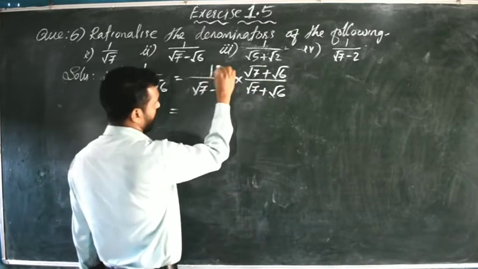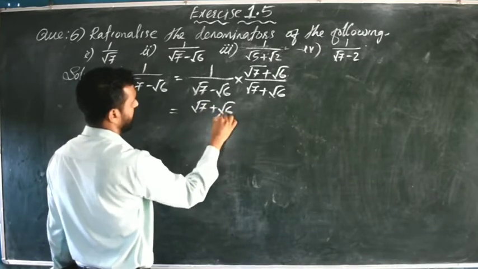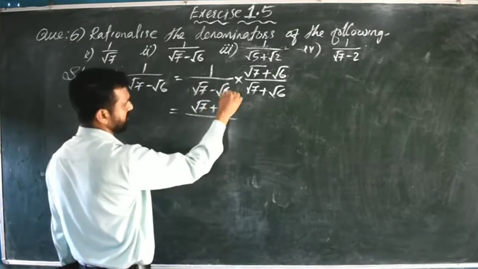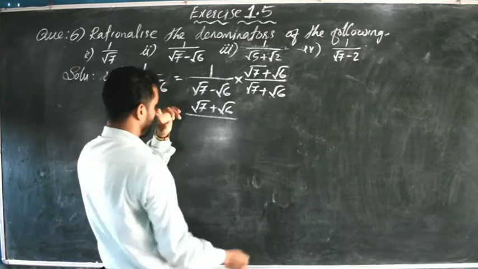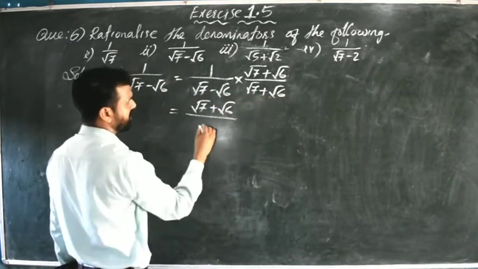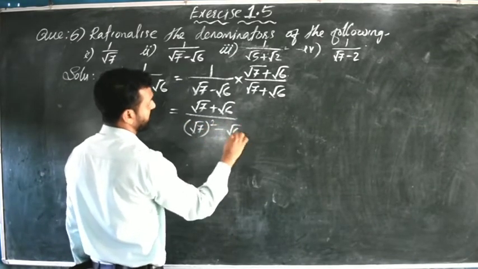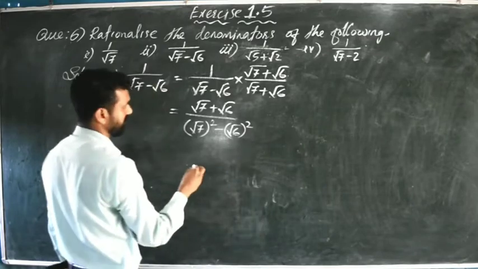Now multiply it. 1 into root 7 plus root 6 is root 7 plus root 6, divided by root 7 minus root 6 into root 7 plus root 6. It is of the form a minus b into a plus b. What is the answer? a square minus b square. Root 7 square minus root 6 square.